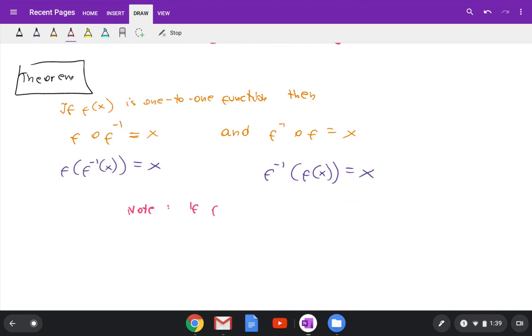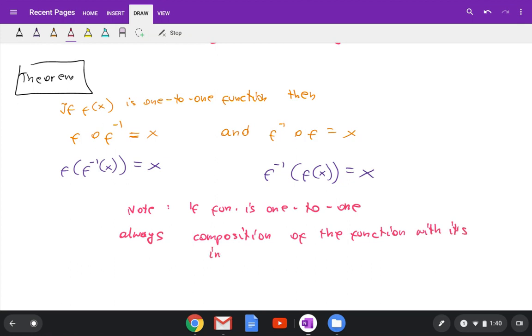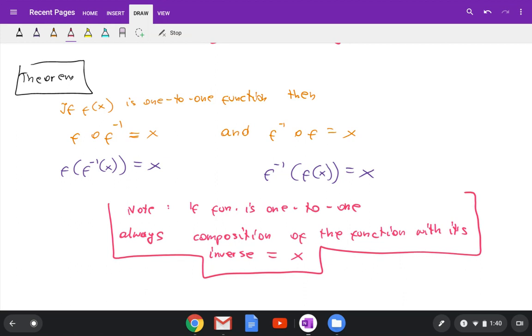So again, if function is one-to-one, that's super important because we did the composition, we didn't get x before last week. But if function's one-to-one, always composition of the function with its inverse is always equal to x, okay? And later we'll see on the graph what that x represents.